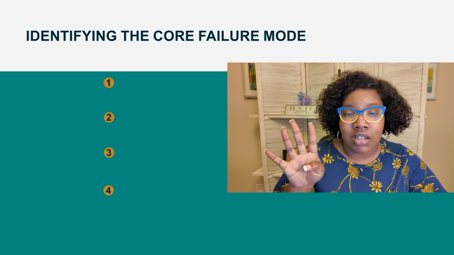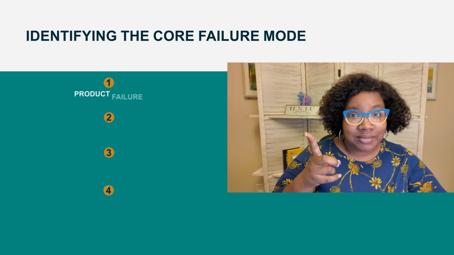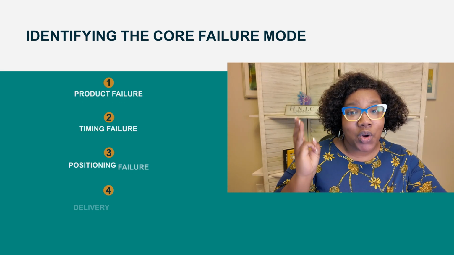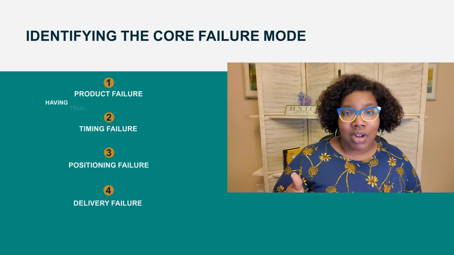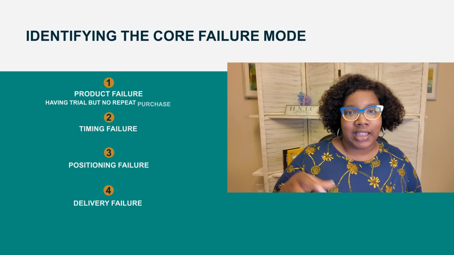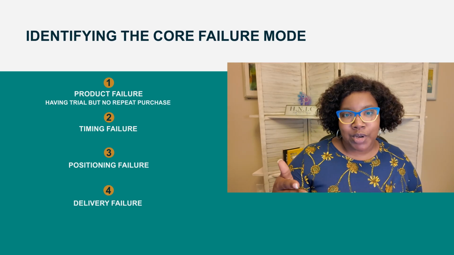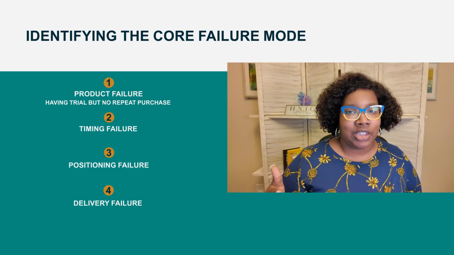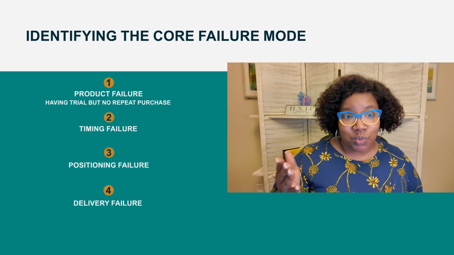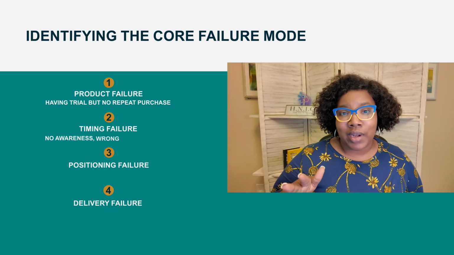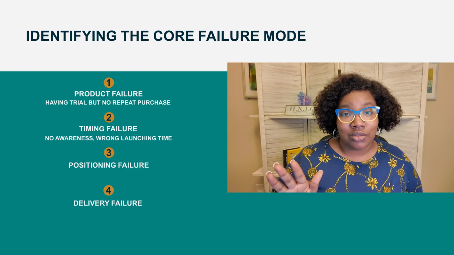When I started in market research in 2007, I wish someone would have told me this, that there are 4 ways that a product launch can fail. Just 4. Product, timing, positioning, or delivery. That's it. A product failure can look like having trial, so your marketing's working to get them to try the product, but no repeat purchase. So they're not loving it, it's not meeting their needs, and they don't come back for more. An example of timing failure is what we just went over, where there was no awareness because the product was launched at the wrong time.